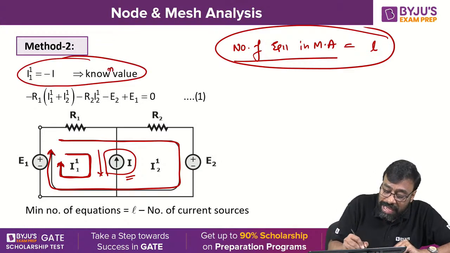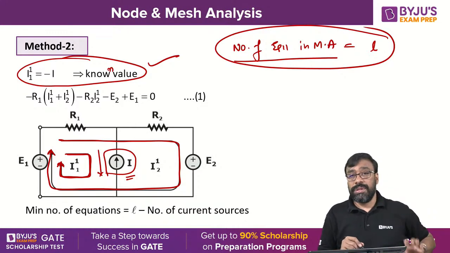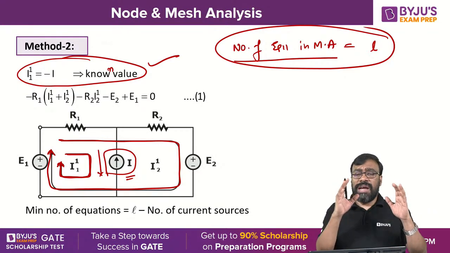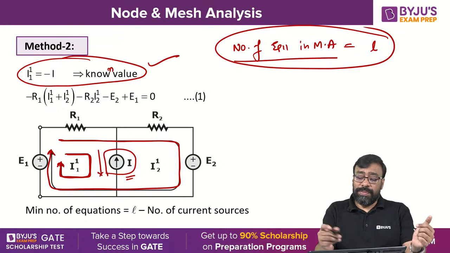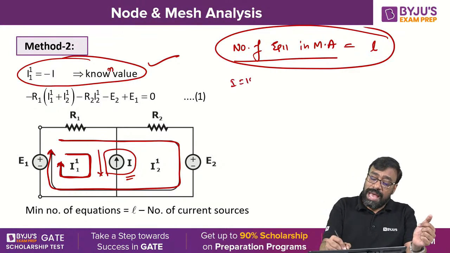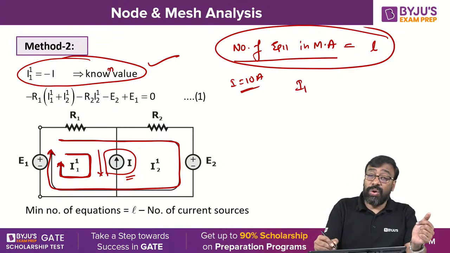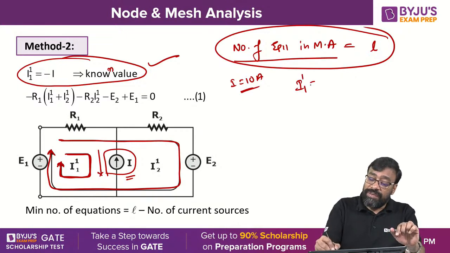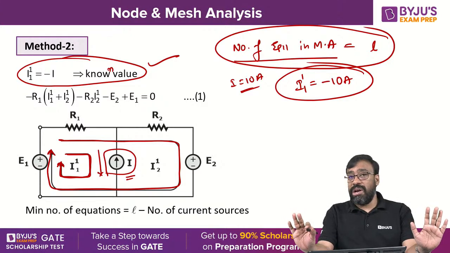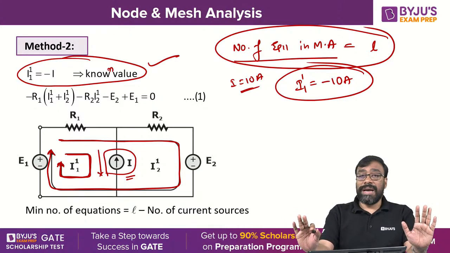It is a known value. So I don't have to solve for I1 dash because I know it. Suppose I is equal to 10 amperes, then I can immediately conclude, without solving the equations, that I1 dash is equal to minus 10 amperes. You agree, all of you? I1 dash is equal to minus 10 amperes.